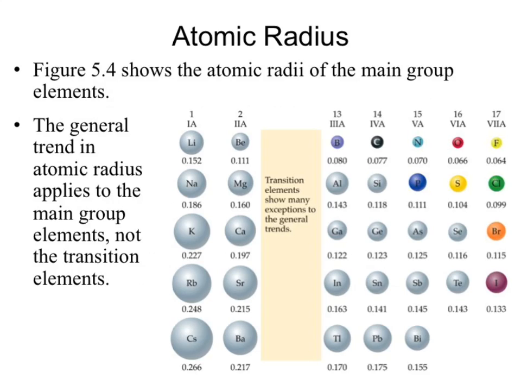Yeah? So do we need to know which ones are the exceptions among the transition elements for the test? Is that going to be on there? Nope. There's a very good reason the transition elements aren't shown here, because I don't want to get into that whole exception jump. Leave that for a more advanced class. What I expect you to know is the general trends and pick those up.